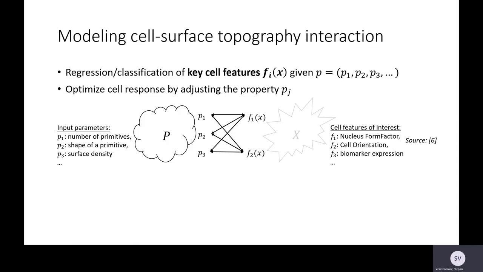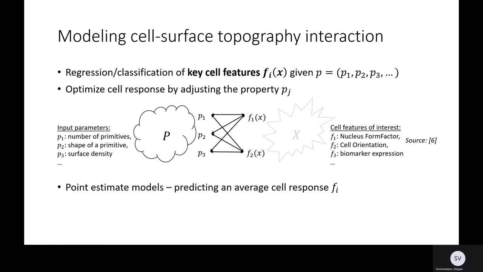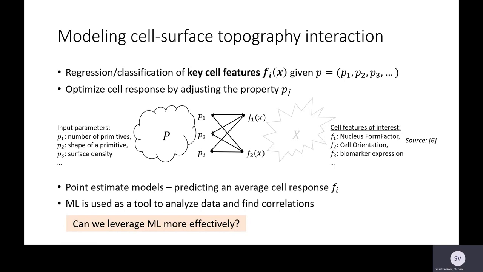PJ. So what is special about these models? All these models are point estimate models, meaning that we predict an average cell response. For example, based on a single topography, we predict an average nucleus form factor that we can expect based on our data. And secondly, machine learning is used as a tool to analyze data and find correlations, or we can say like a calculator. And the question is, can we leverage machine learning more effectively, or can we take some more advantages that machine learning has to offer?